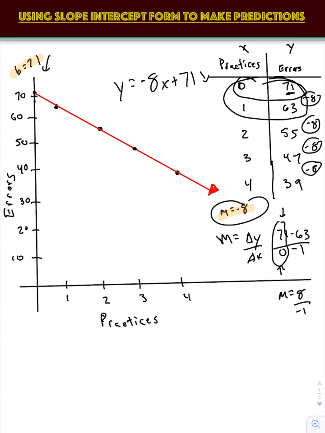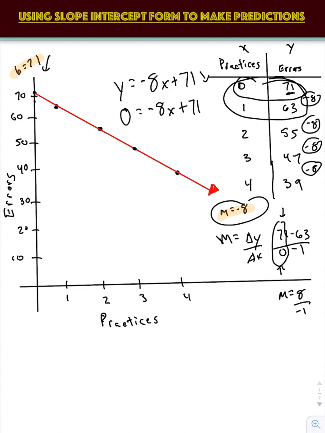And basically, I can use my equation to figure out how many times I would have to practice. Because this is a linear relationship, I can figure out how many times I need to practice so that I don't make any errors at all, so that my cast makes no errors. How many times would that be? So if we think about this, we want to say that when y is 0, x is what? So we just plug in 0 for y.